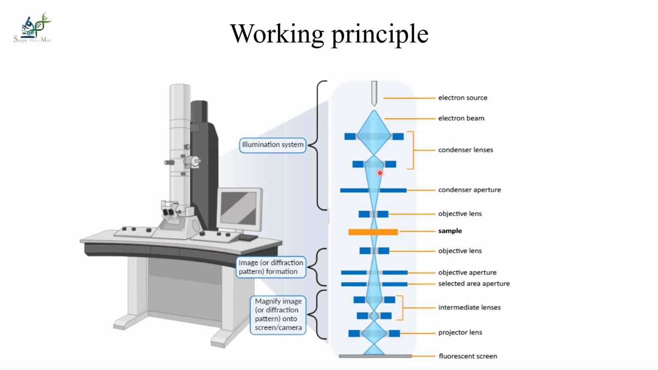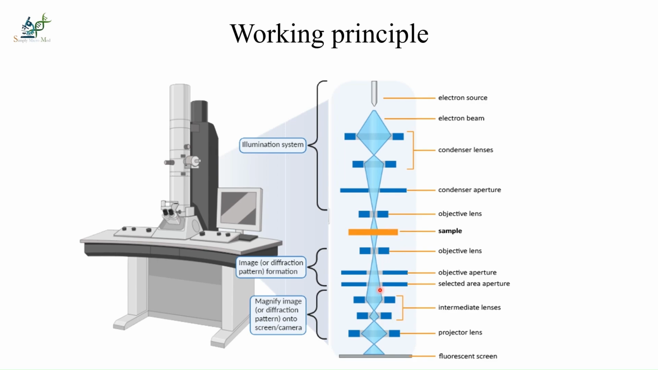The condenser will narrow the diameter of the electron beams, and this condenser and the objective lens will focus and project the electron beams to the sample. And the presence of this objective lens and the objective aperture will enhance the magnification of the transmitted image.